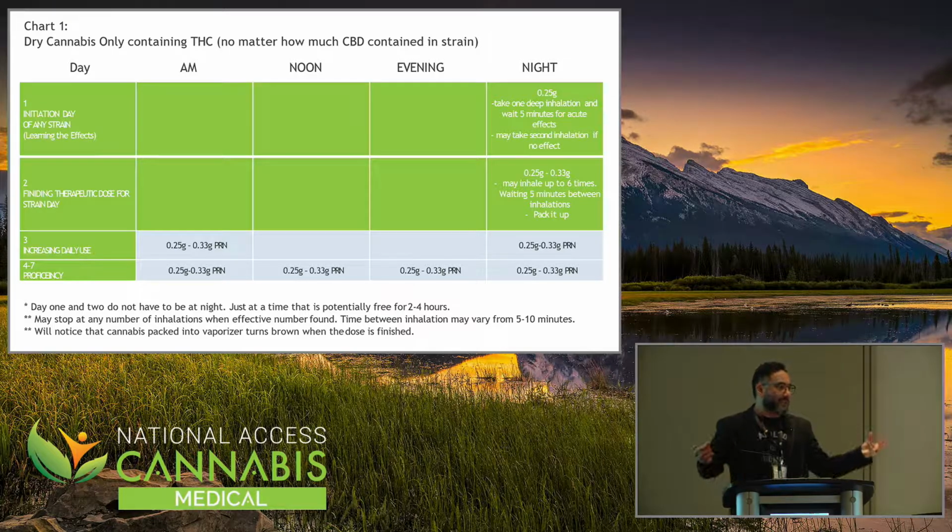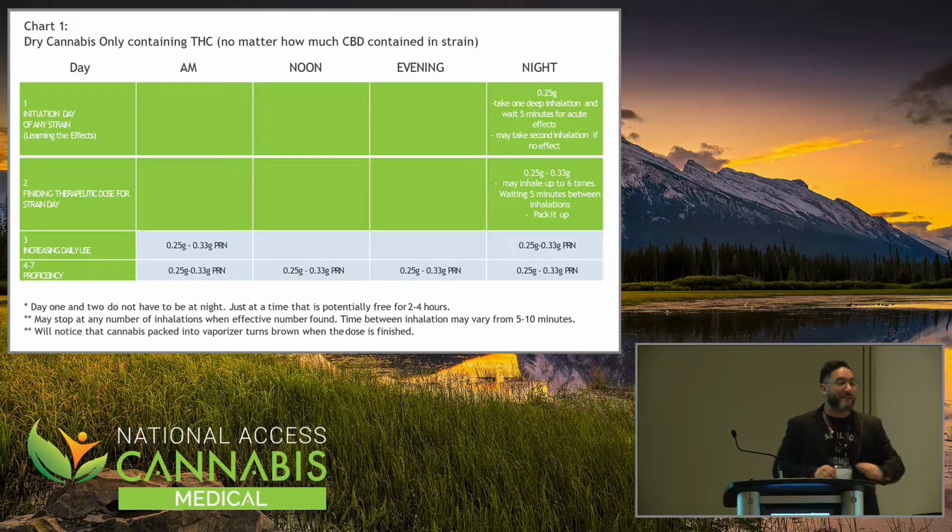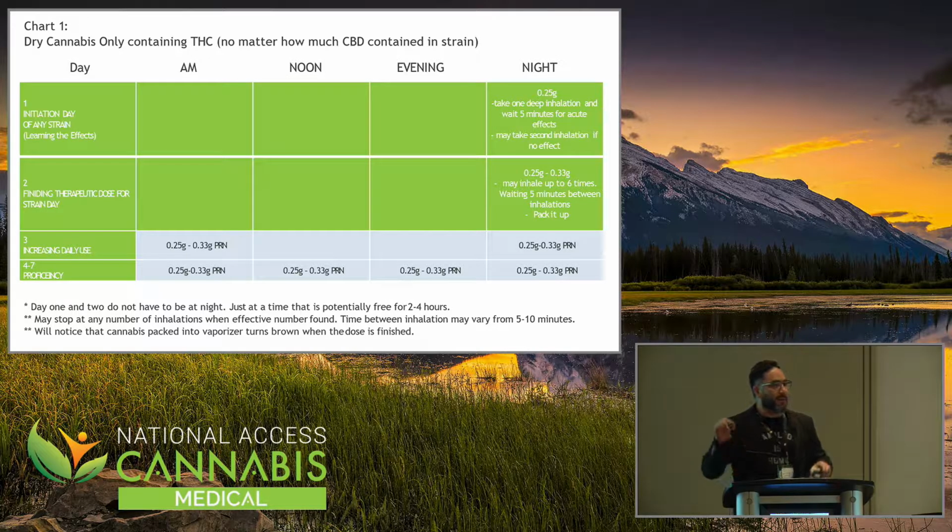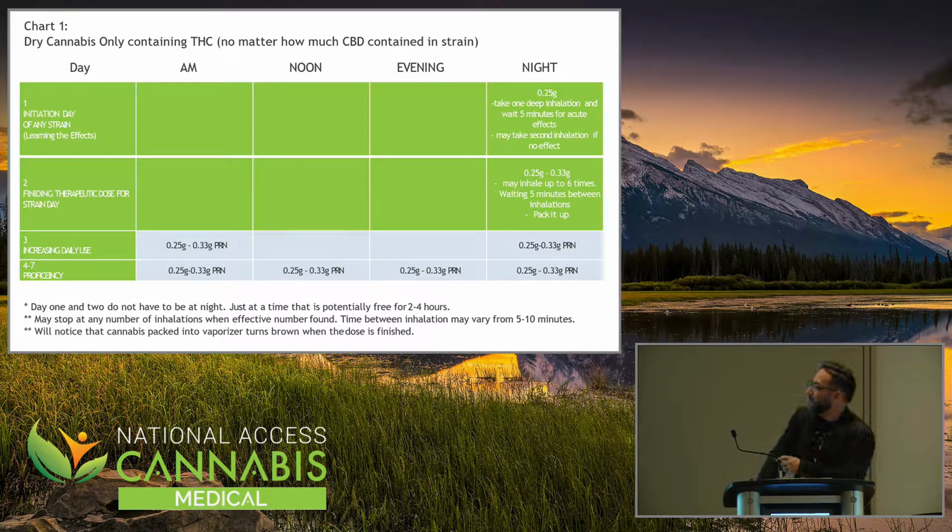That's it. Their receptors are going to upregulate. Their body's going to start learning what cannabis is. It may do nothing for them night one. I'm fine with that. I'd rather it do nothing than a lot of something. So we're doing nothing night one. You take 2 inhalations, wait 5 minutes in between each one, call it a day. That's learning the effects. Day 2, finding the therapeutic dose for the strain.